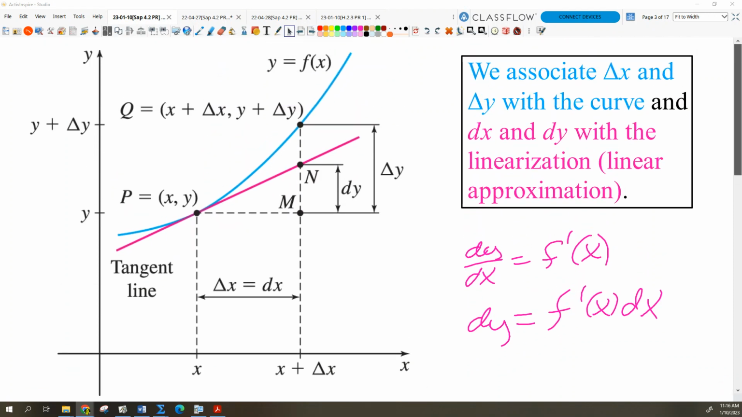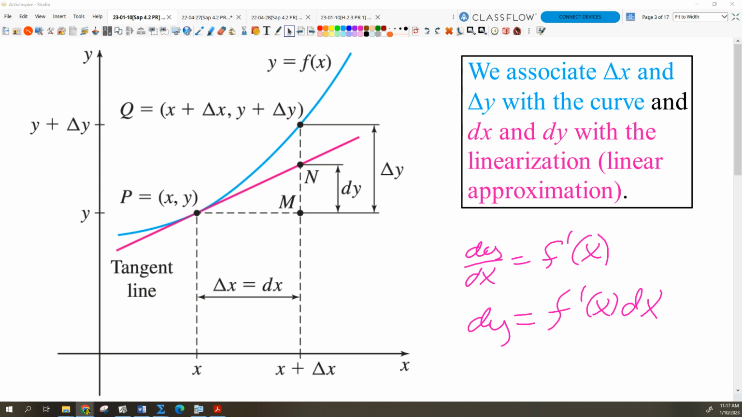Just a little visual representation of delta y versus dy, right? Delta y is the actual change in the function. Dy is the change in the tangent line that approximates the function. And these are both produced whenever we bump the input one way or the other a little bit, right? We're going to slightly perturb the input. That's what we'd say. We're going to perturb the input value, slightly bump it one way or the other and see what the response is to the function.